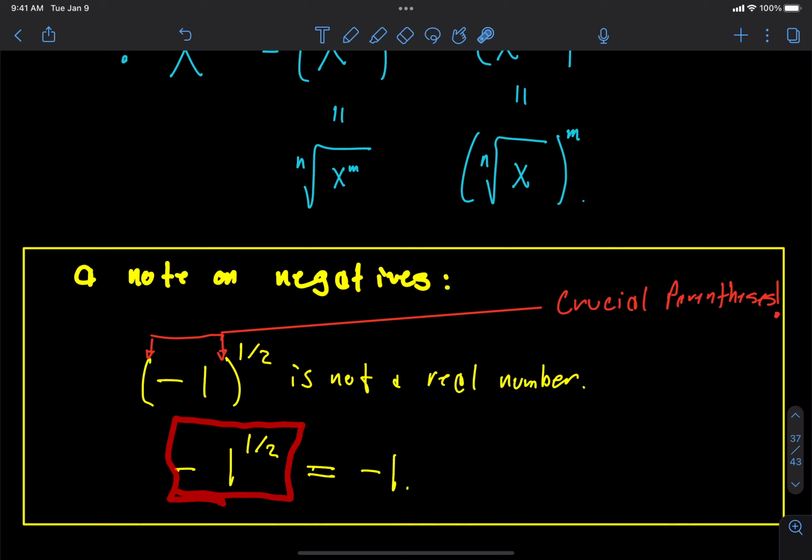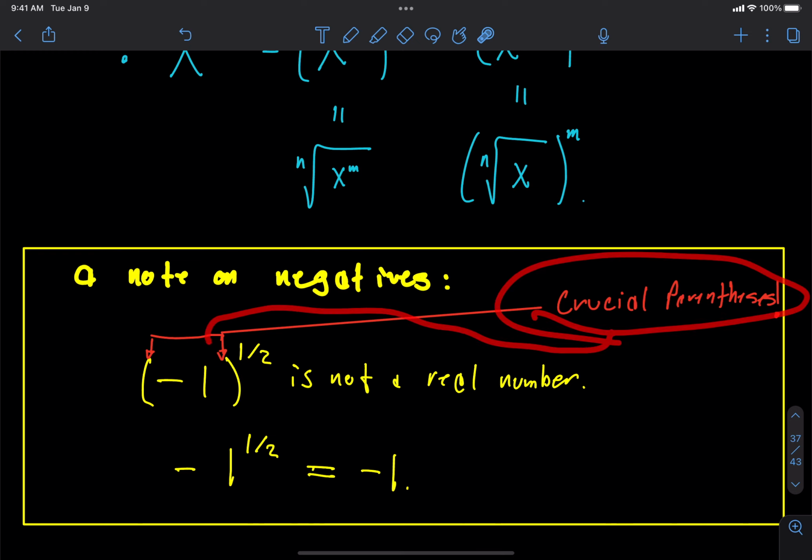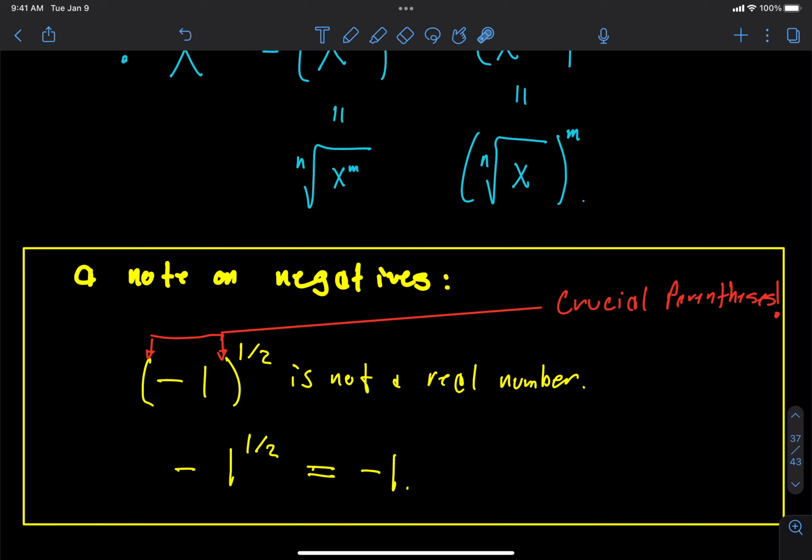But what we need to remember here is good old PEMDAS, which says that I apply the exponent first. So if I do -1 to the power half like shown, I do 1 to the power 1/2, which would be the square root of 1, which is 1, and then I make it negative. So this is a crucial thing here. If you're confused about it, it's useful to just always use the parentheses so that you remember whether or not you need to be doing this.